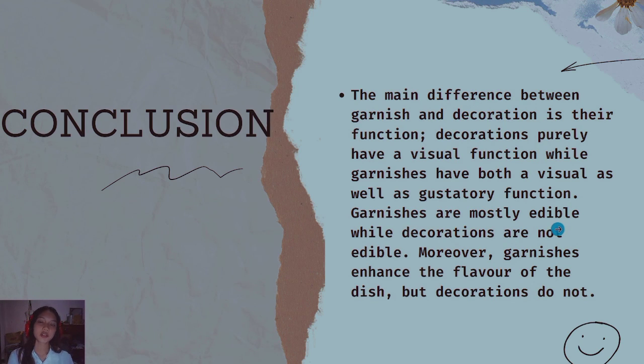So, conclusion. The main difference between garnish and decoration is their function. Decorations purely have a visual function, while garnishes have both a visual as well as gustatory function. So garnishes are mostly edible, while decorations are not edible. Moreover, garnishes enhance the flavor of the dish, but decorations do not.